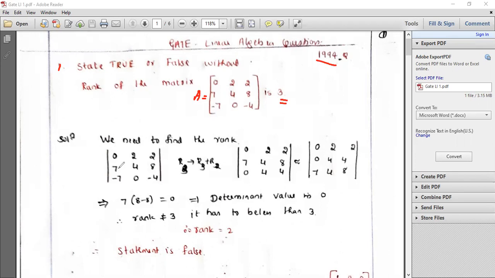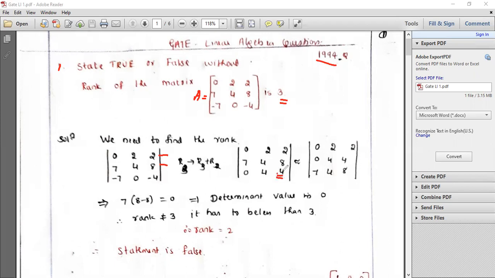Now this matrix A we will convert into a determinant: 0, 2, 2; 7, 4, 8; minus 7, 0, minus 4. We will do some row operations so that we can reduce this into a simpler form. R1 I'll keep as it is, and R2 also as it is. R3 I'm changing to R3 plus R2, because here it is minus 7, here it is plus 7, so we can easily make this element 0. Therefore minus 7 plus 7 is 0, and 0 plus 4 is 4, then minus 4 plus 8 will be plus 4.